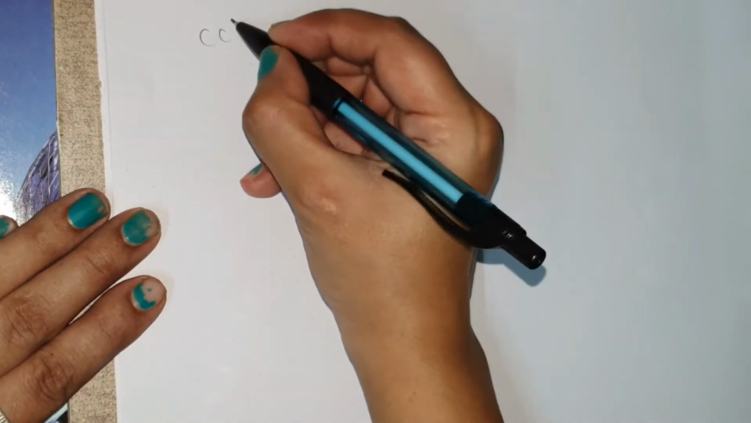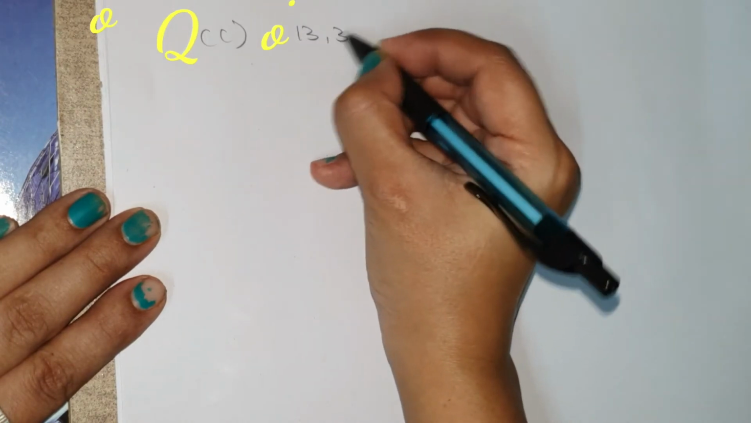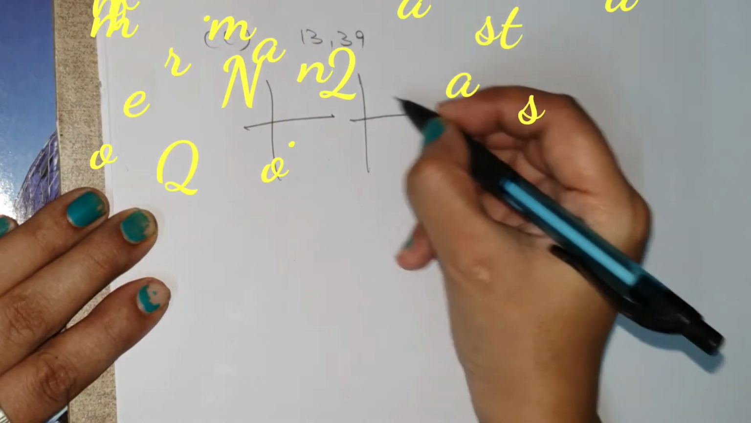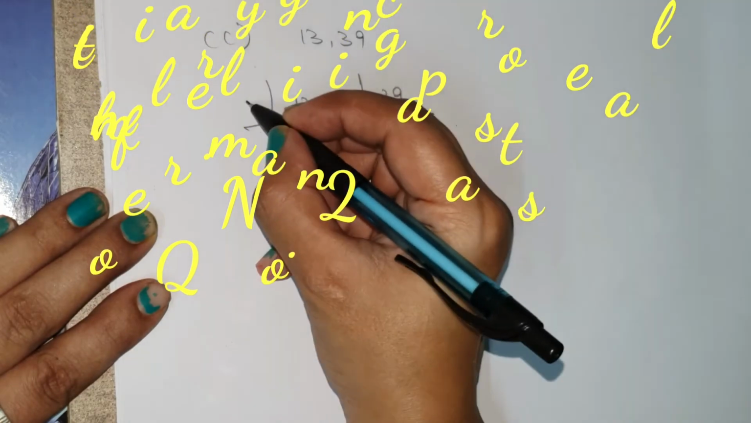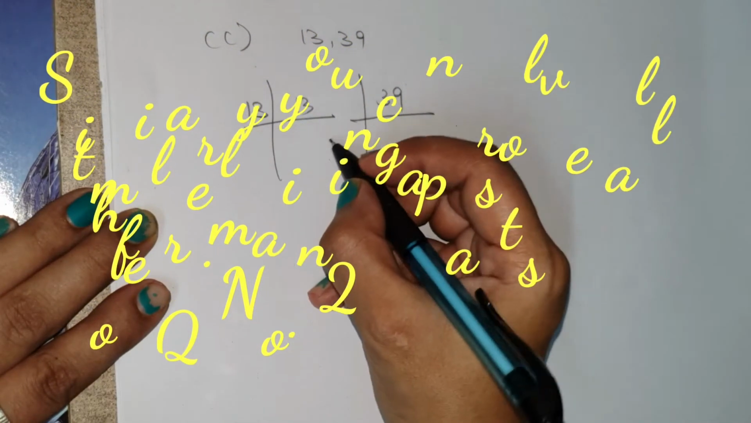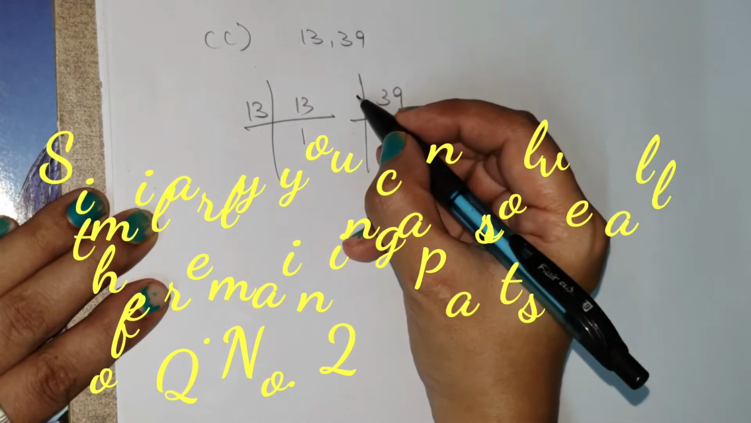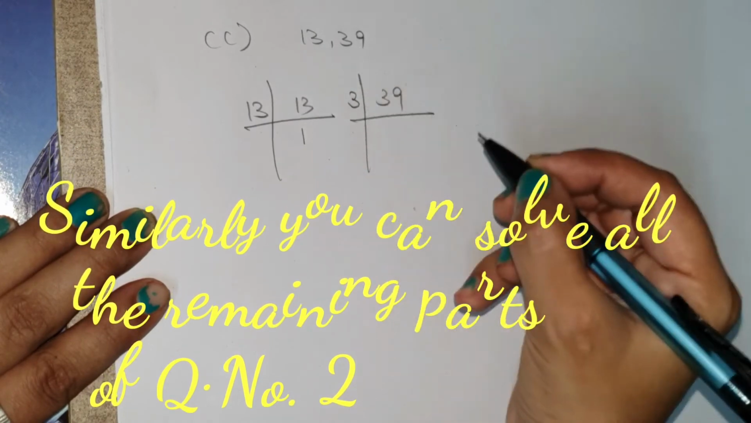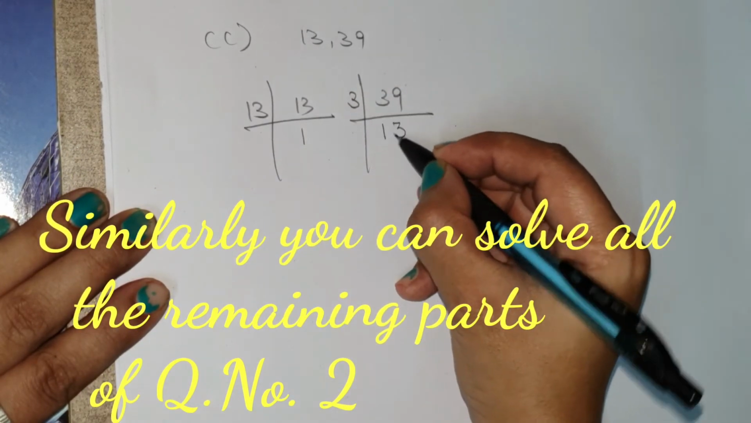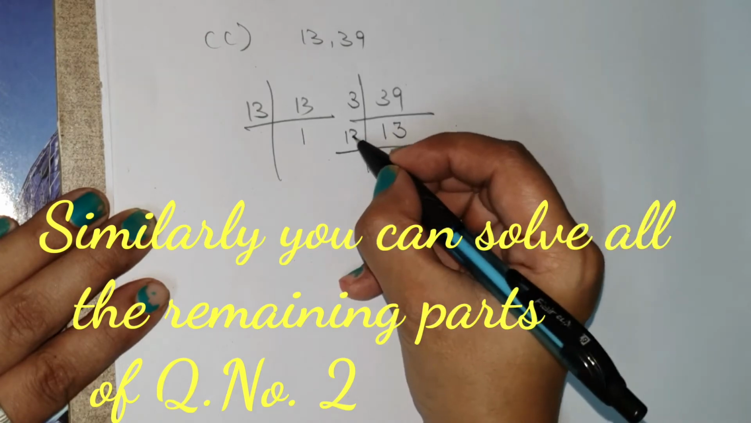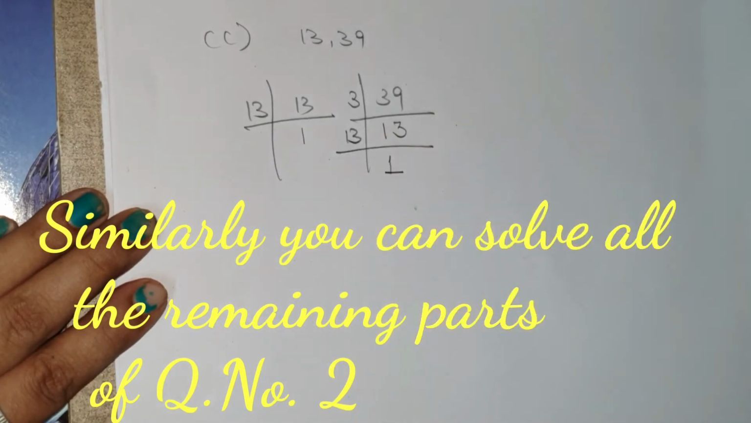Okay, next part is C part. It is 13 and 39. So find the prime factorization of 13 and 39. 13 is a prime number, it will come in the table of 13 only, 13 ones are 13. Then 39 comes in the table of 3, 3 ones are 3, 3 threes are 9. Then 13 is again a prime number, so it will come in the table of 13 only.